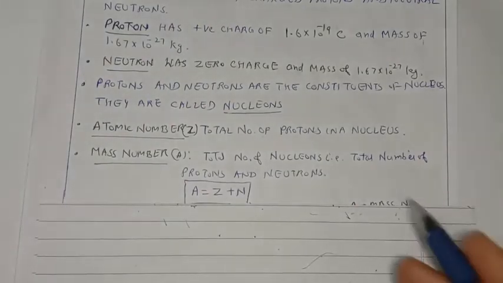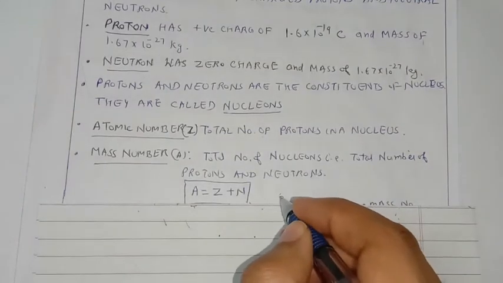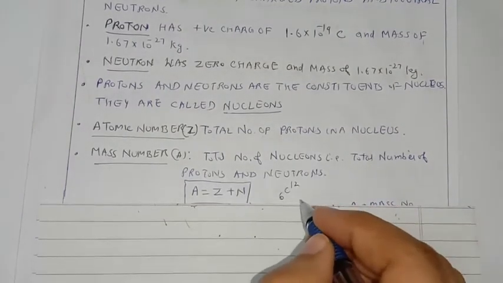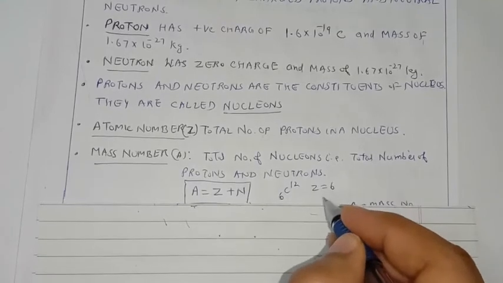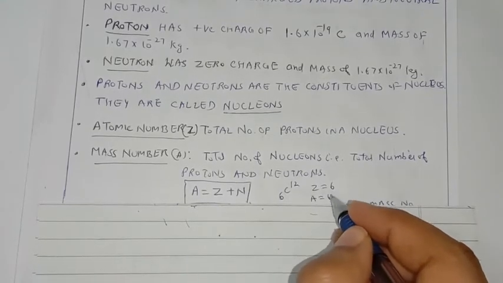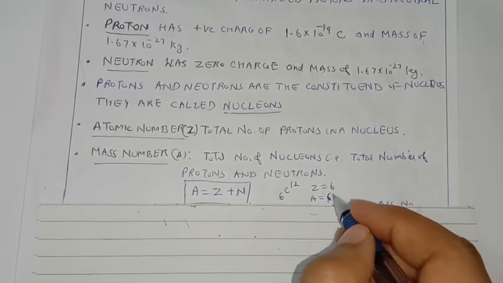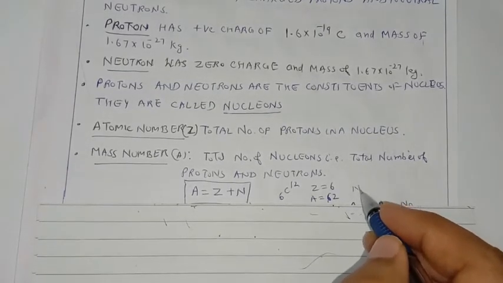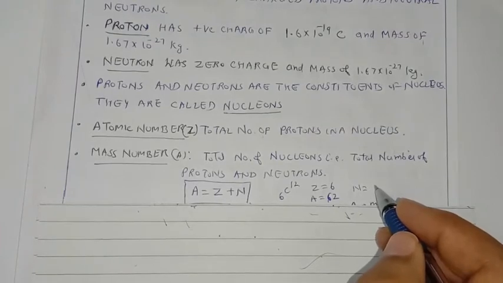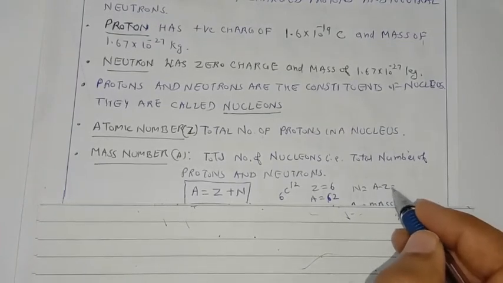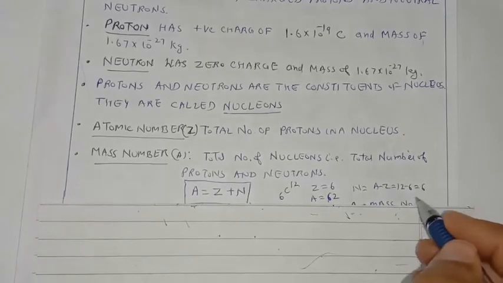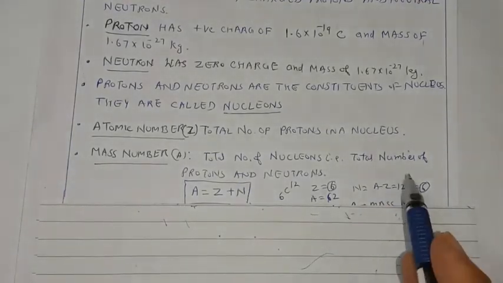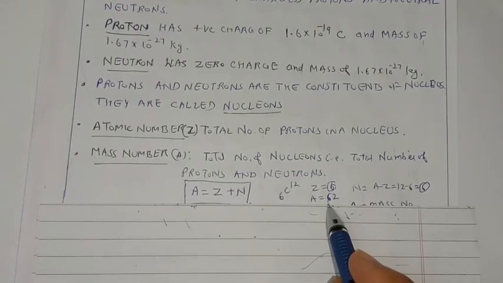For example, if we take carbon-12, it has Z equal to 6 and A equal to 12. In this case the number of neutrons is A minus Z, which is 12 minus 6, equal to 6. So the number of neutrons and the number of protons are both 6. That's why 6 plus 6, the mass number, is 12.